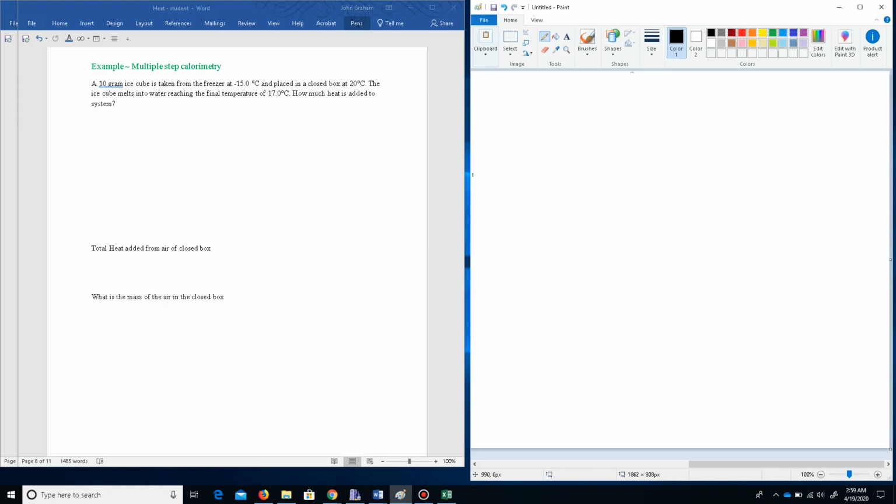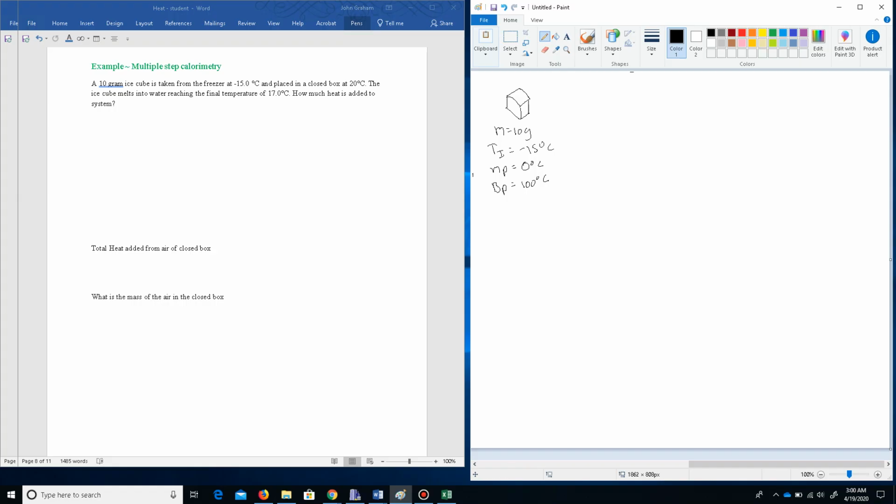Alright, so you have a 10-gram ice cube, and it is taken from the freezer. So this ice cube has a mass of 10 grams. It has a temperature, I'm going to call it temperature initial, of negative 15 degrees Celsius. Has a melting point, since it's ice, of 0 degrees Celsius. Has a boiling point of 100 degrees Celsius. We may not even get to that. I don't think we do, but I'm just having it there for now.